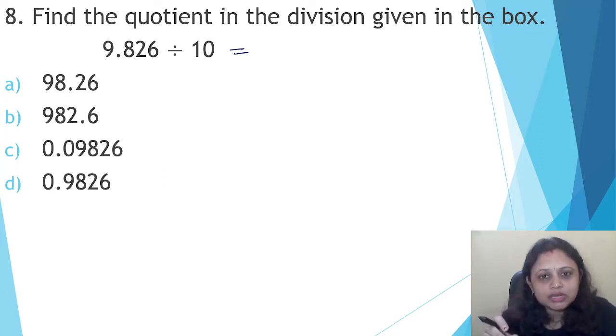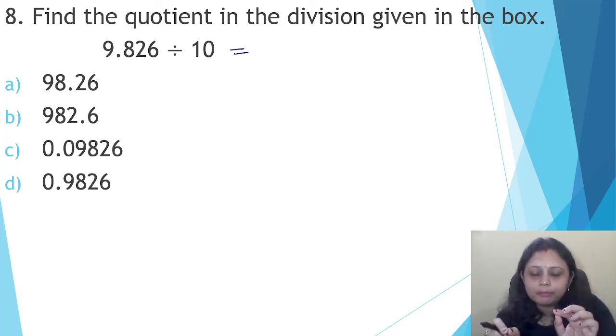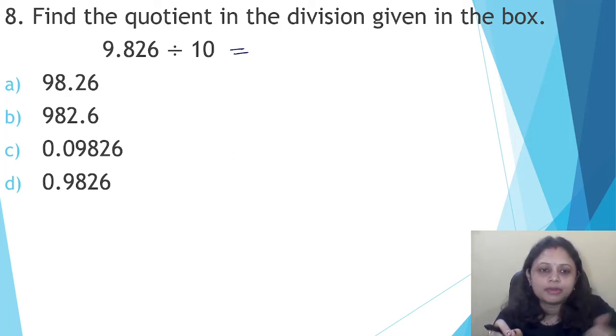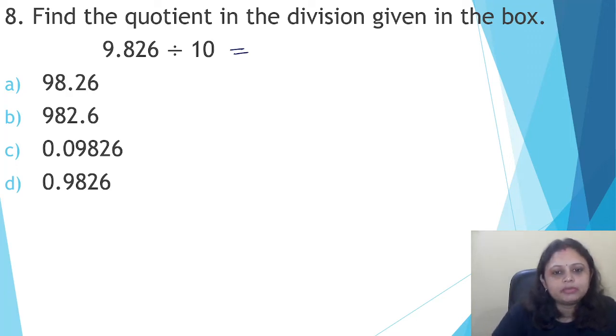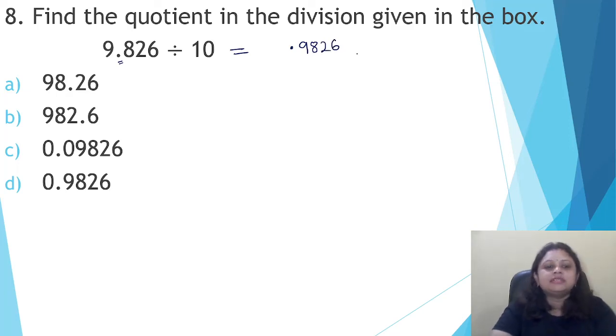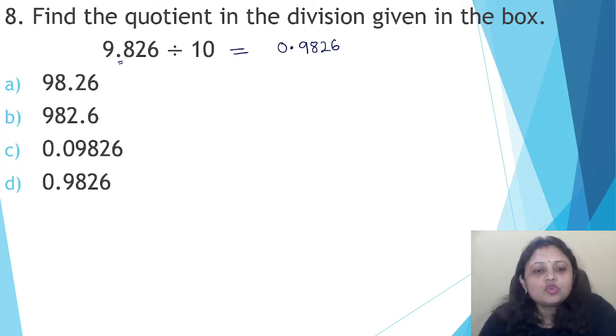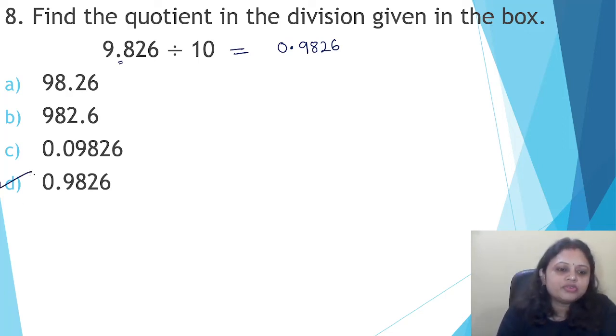So how many zeros are there? The decimal point will shift towards the left by that number of places. Here 1 zero is there. So the decimal will shift one place left. So it should be .9826, but we don't write the decimal in the beginning, so we put a 0 here: 0.9826. So the correct answer is option D.